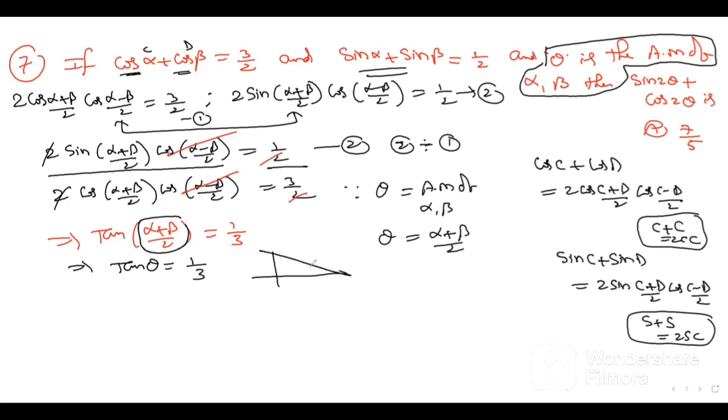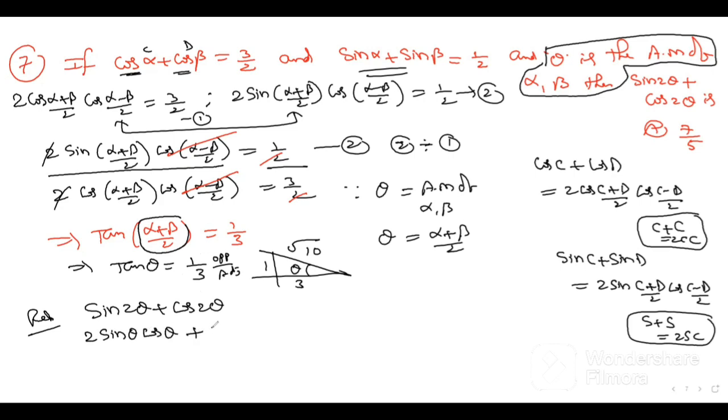Now we should apply a triangle. What is the formula here? Opposite side by adjacent side: 1, 3, and hypotenuse value root 10. But what is required here? Sin 2 theta plus cos 2 theta. So for sin 2 theta, the formula is 2 sin theta cos theta. For cos 2 theta, the formula is 2 cos square theta minus 1.